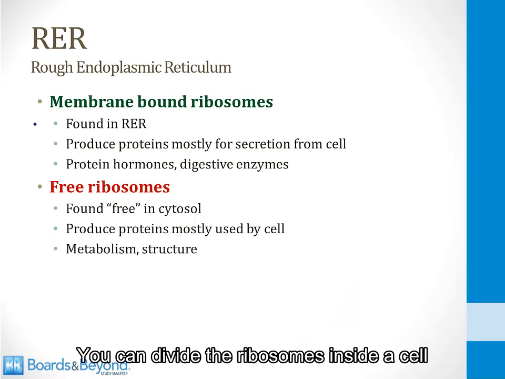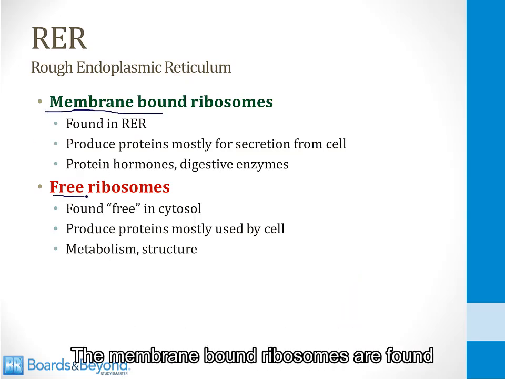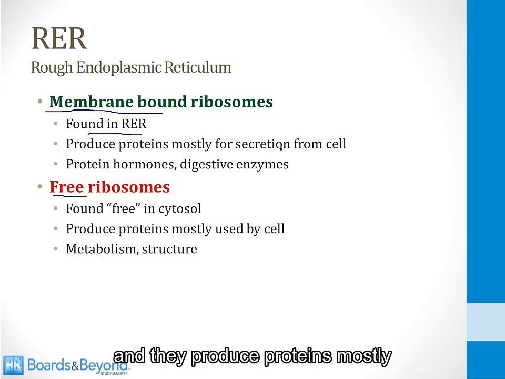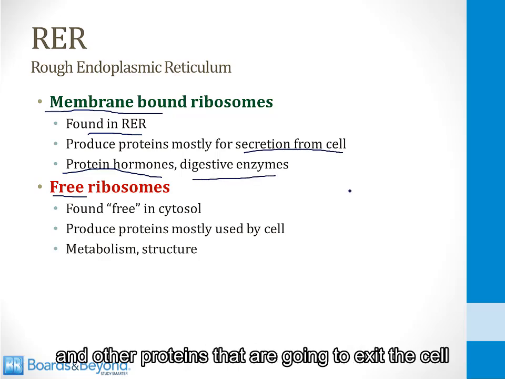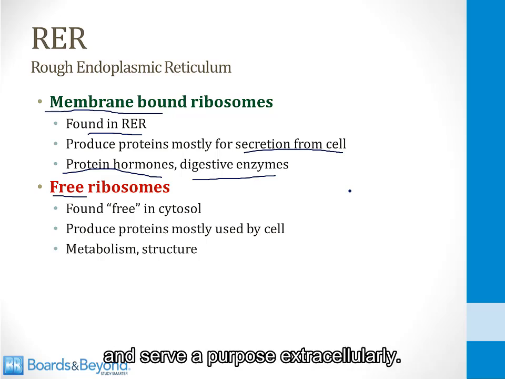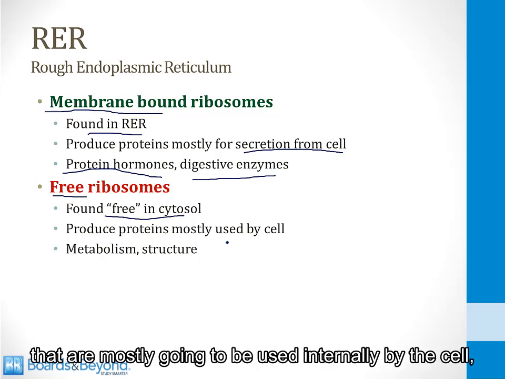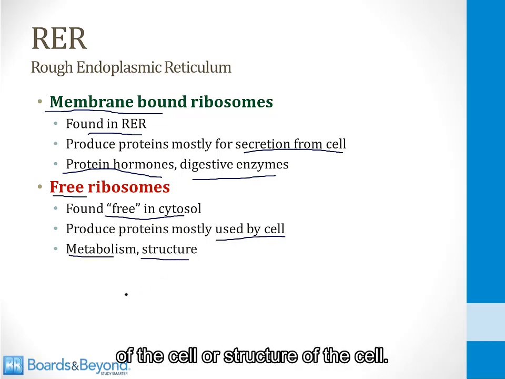You can divide the ribosomes inside a cell into those that are membrane-bound and those that are free. The membrane-bound ribosomes are found in the rough endoplasmic reticulum, and they produce proteins mostly for secretion from the cell, so things like protein hormones and digestive enzymes and other proteins that are going to exit the cell and serve a purpose extracellularly. The free ribosomes are found free in the cytosol, that's how they get their name, and they produce proteins that are mostly going to be used internally by the cell, such as proteins that are important for metabolism of the cell or structure of the cell.